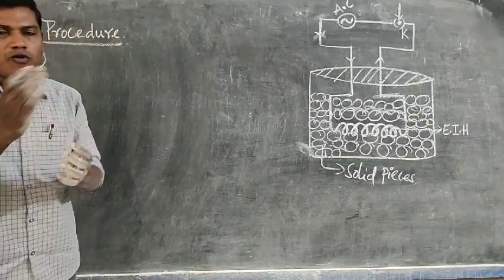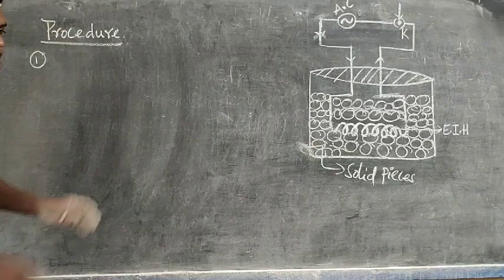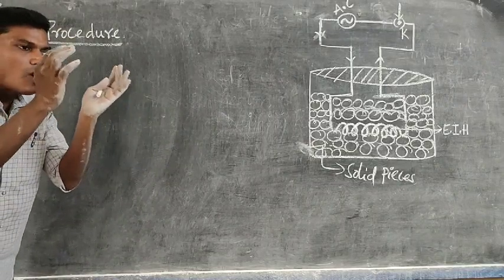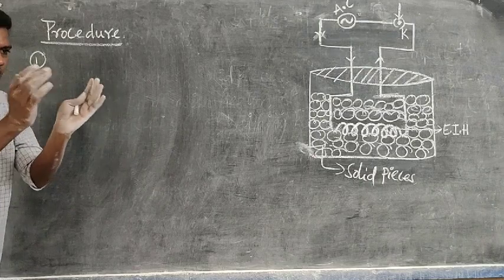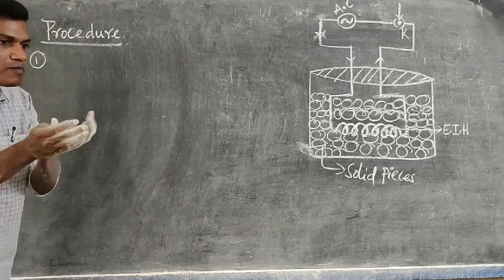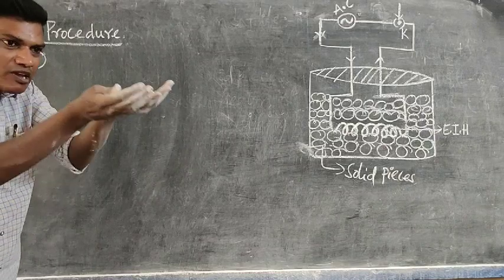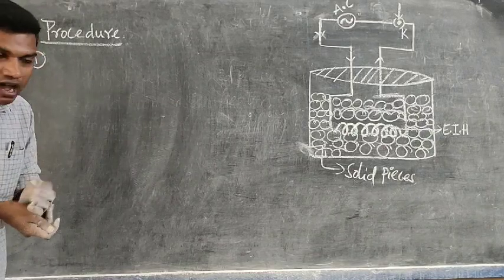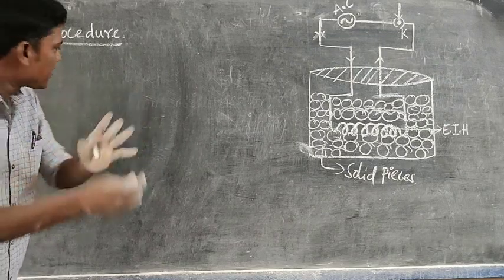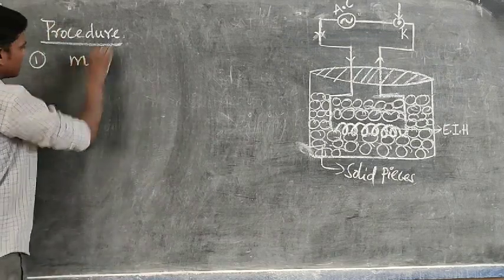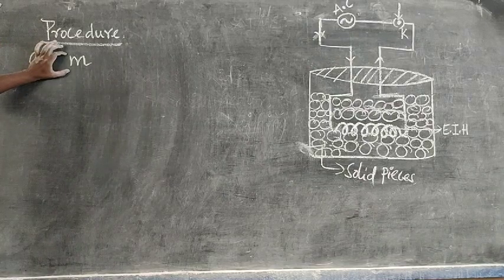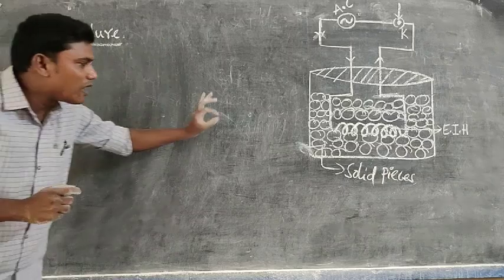How we are understanding is simple. First of all, we take some quantity of solid pieces. That quantity of solid pieces, by keeping on the electronic weighing balance or physical balance, we measure its mass and note it as M. Listen very carefully. So M represents the mass of the solid pieces.